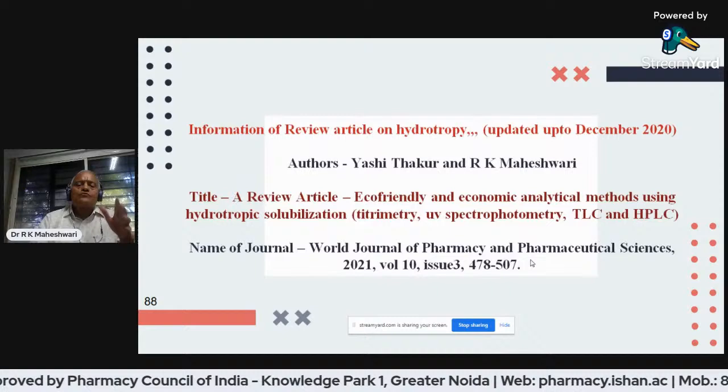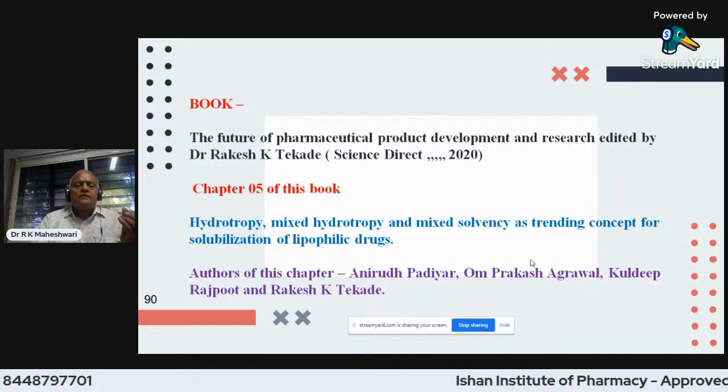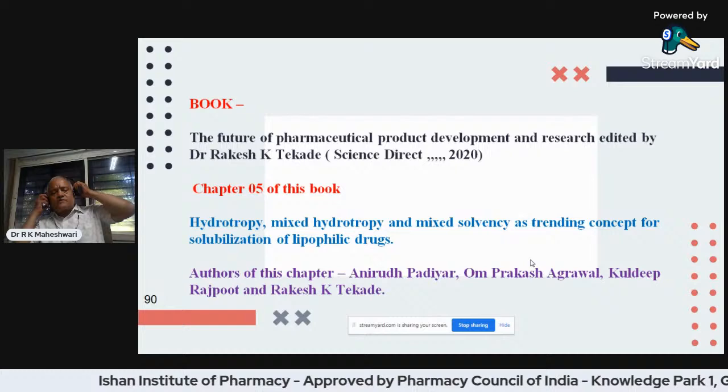Now, something about the review article. They are available. Now, review article on mixed solvency concept. This is of course a book by Dr. Rakesh Kitekade. Chapter number 5 of this book is for hydrotropy, mixed solvency concept.